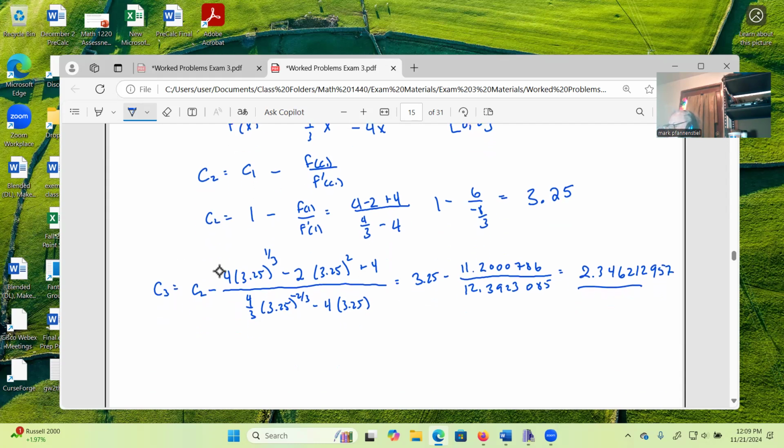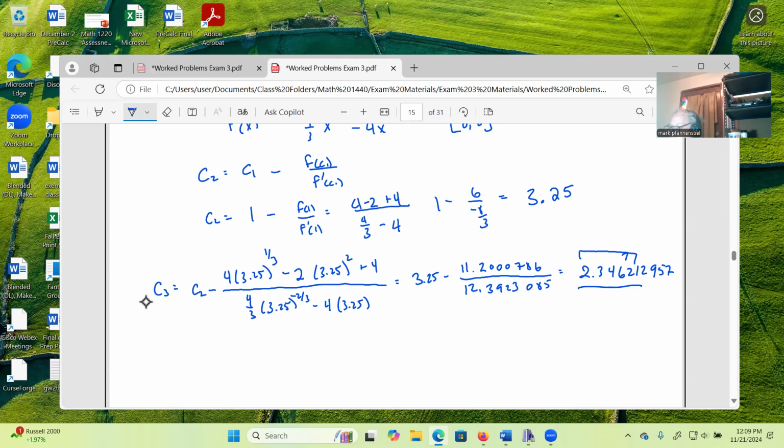Now, right here, we have to figure it out to 2 decimal places. If you kept 3, you're probably going to be just fine. Okay, keep 4 just to be safe. You don't have to keep all of these. I wasn't sure how much round off I was going to have, so I kept them all just to make sure. But I think if you keep 4 of these guys, you'll be fine. So that was my C3.